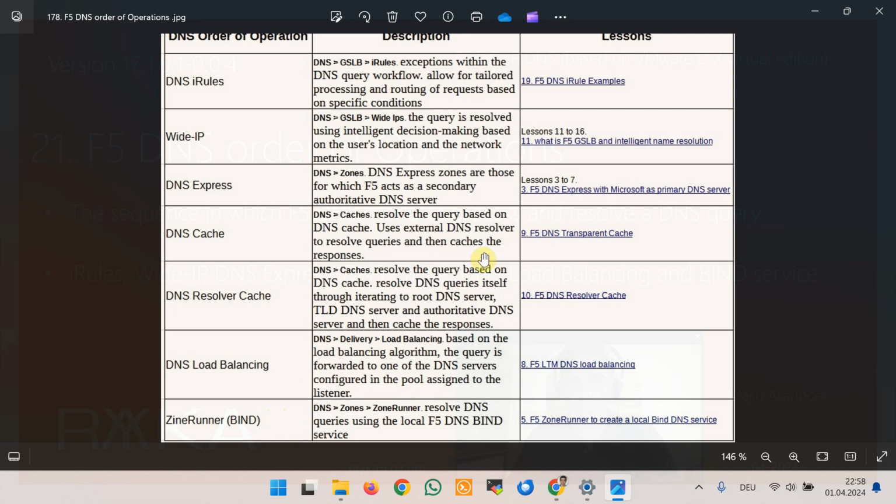Notice that a listener is required for any DNS resolution except local BIND service or zone runner. And the last point is that if a DNS query arrives on F5 DNS that is not destined for a listener address, but it is destined for a self IP that has port UDP 53 unlocked, the query will be processed by F5 local BIND service.